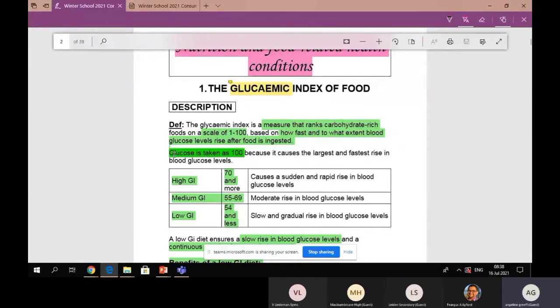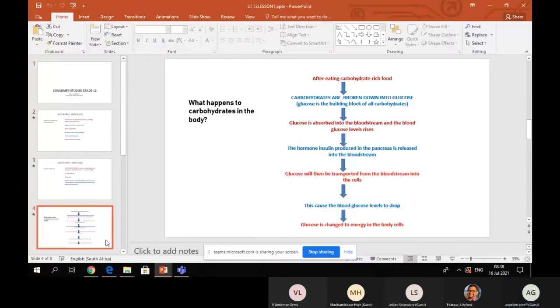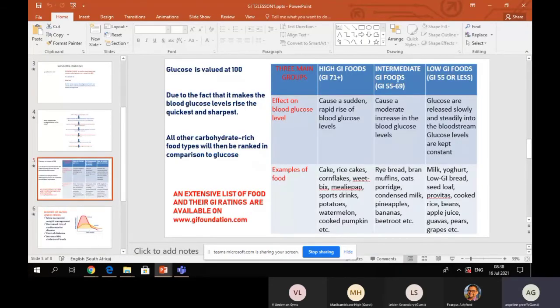You'll see that glucose is taken as 100, because it's the largest and fastest rise in blood glucose levels, and everything else is then compared to that. So I'm going to go to my slide again. Okay, so these are the three main groups, as you can see them over here. What we want to have a look at with the three main groups is the effect on the blood glucose level.